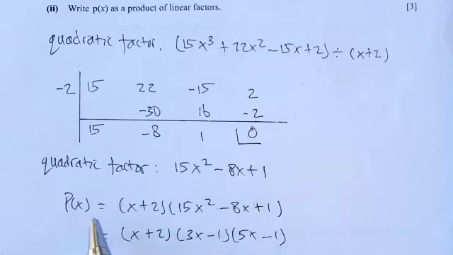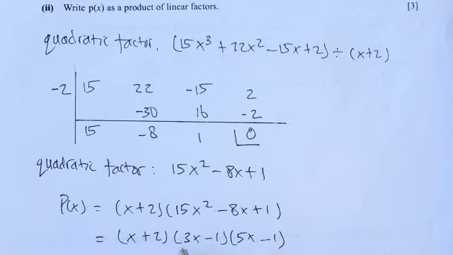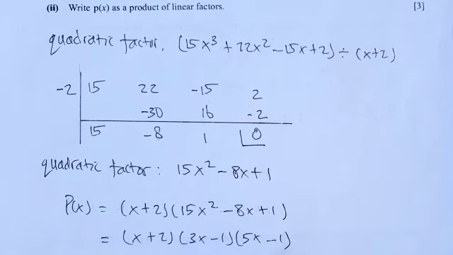Thus P(x) equals x plus 2, the linear factor, times the quadratic factor, 15x squared minus 8x plus 1. Then we factorize the quadratic factor: that is (3x minus 1) times (5x minus 1). Thus P(x) equals (x plus 2)(3x minus 1)(5x minus 1). That is the product of linear factors of P(x).